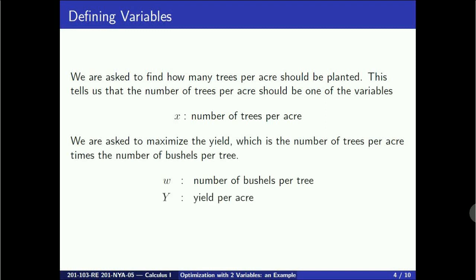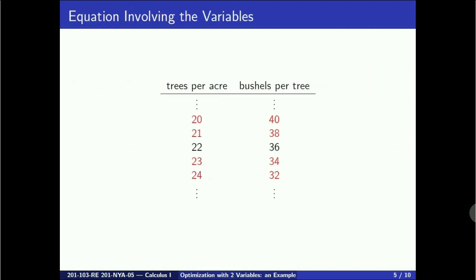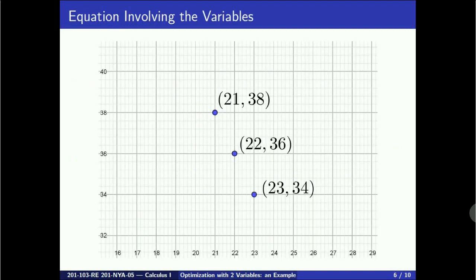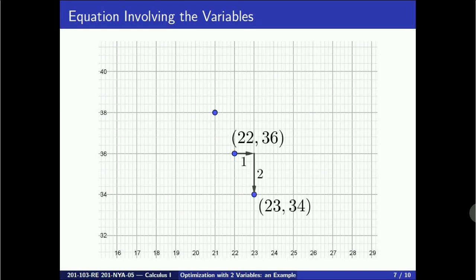To understand better how the variables are related, we can take the values of the previous table and add them as points on a graph. On this graph, the horizontal axis is the x-axis, and the vertical axis is the w-axis. We see that the points lie on a line, and by going forward by 1, the line goes down by 2. Therefore, the slope of the line is rise over run, so minus 2 over 1, or just minus 2.